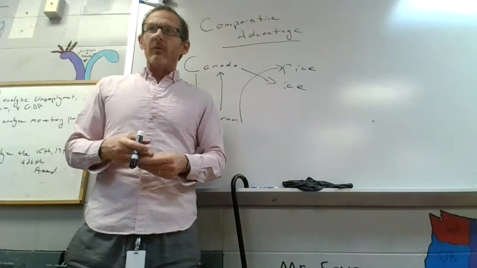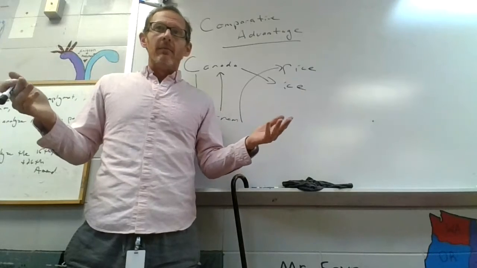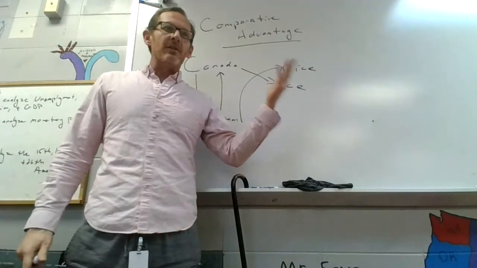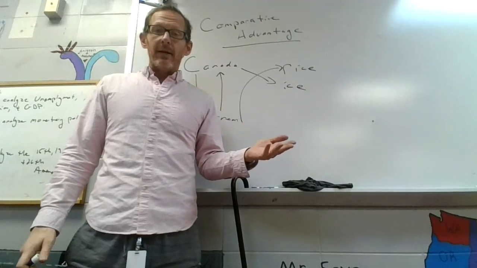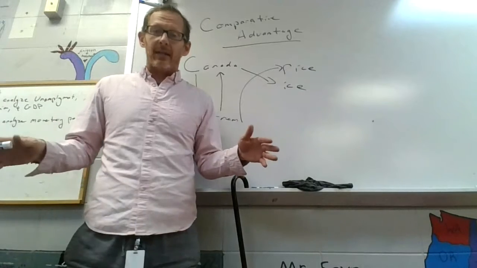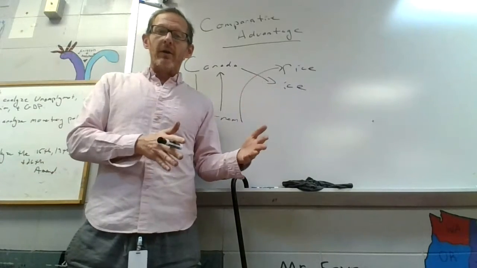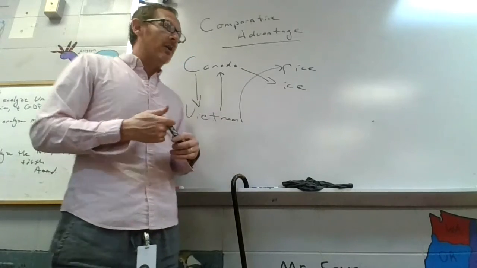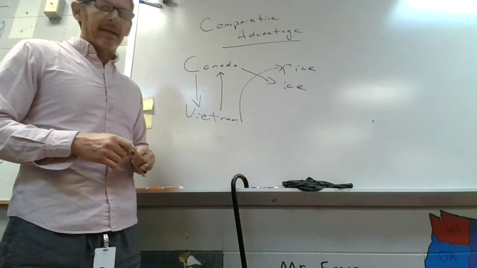If you run a 4.4 40, being a lineman is stupid. Being a wide receiver makes a lot of sense, right? If you are a 7-footer in high school, just being a point guard and never shooting the ball or going down low doesn't make any sense, right? So you go where it makes sense, okay? And that's the whole point of comparative advantage, and it's the basis for our trade.